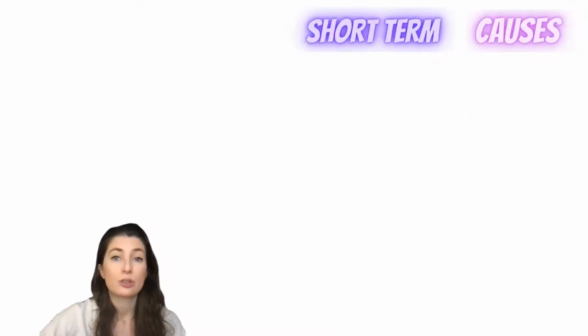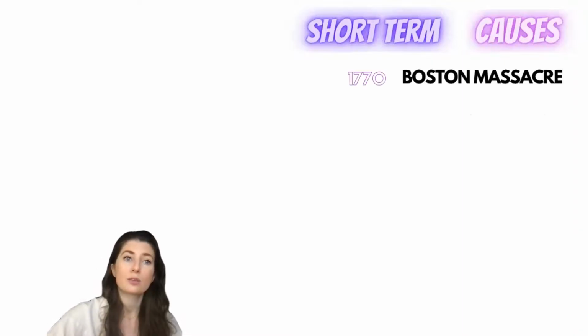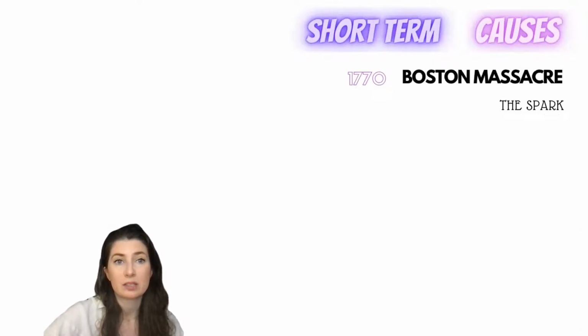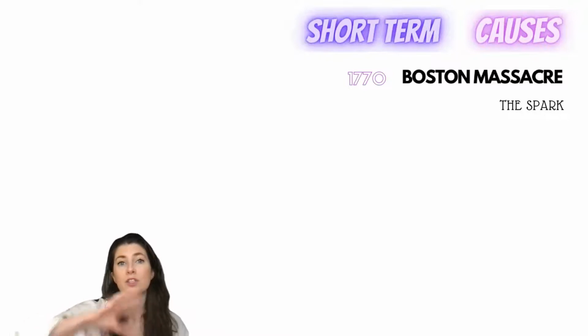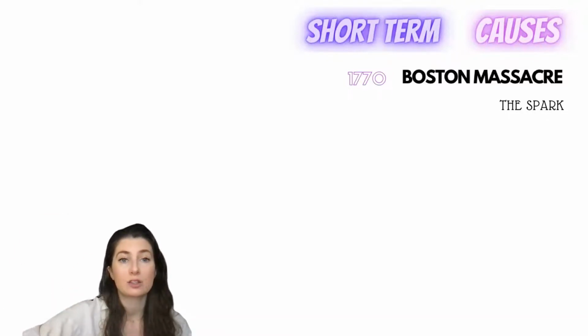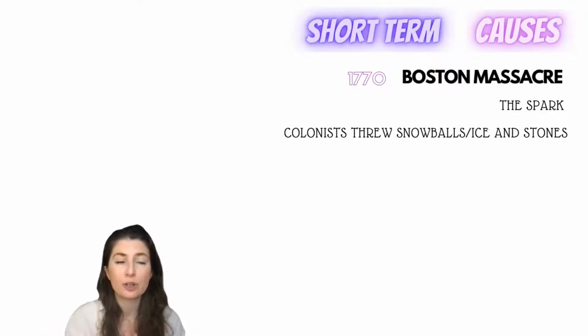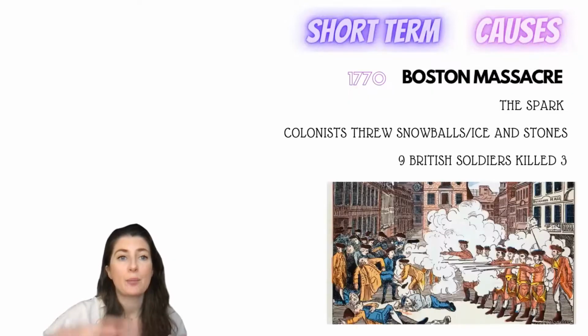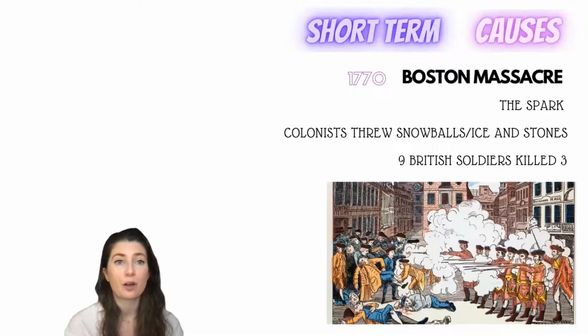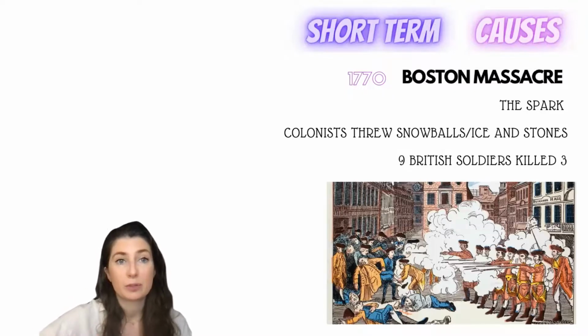Now, we're moving on to the short-term causes. So the first one would be the Boston Massacre in 1770. This is what I would say is kind of a spark for these short-term events. The spark was that colonists threw snowballs, ice, and stones at the British soldiers. And by doing that, the soldiers opened fire and killed 3 of the colonists. So this was seen as a very unfair, kind of unequal scenario. British soldiers opening fire on civilians, and 3 people died.